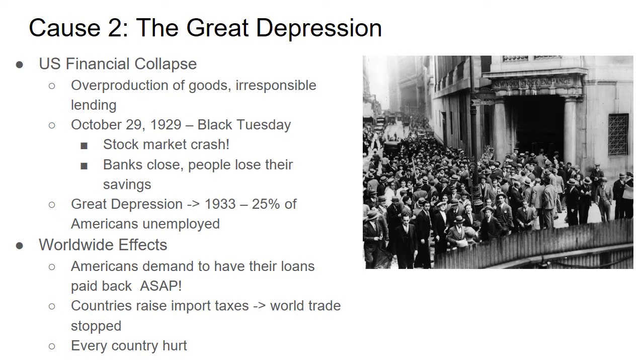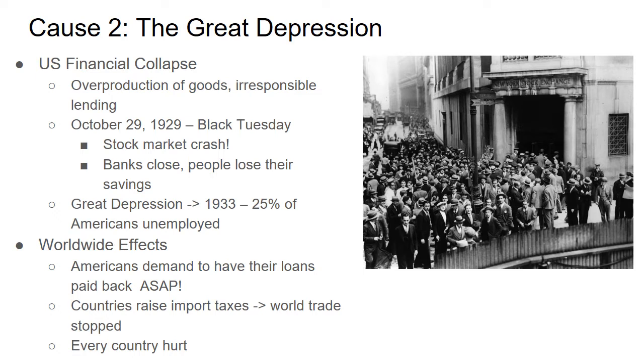There's like this big bubble that pops on October 29th of 1929 when the stock market crashes. Lots and lots of banks close. People lose their life savings. People lose their homes. And this is the start of the Great Depression. So by 1933, 25% of Americans were unemployed. And this has huge effects in the United States.